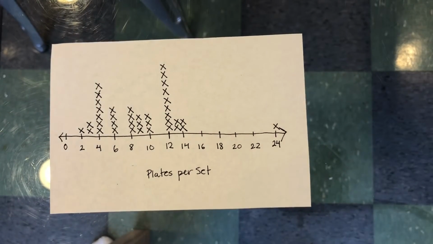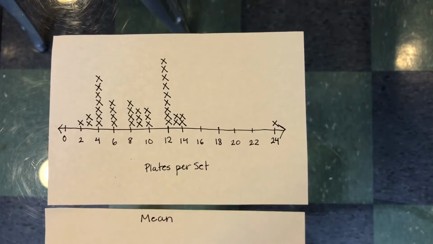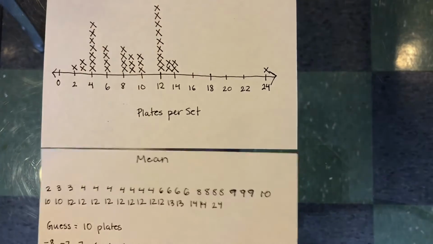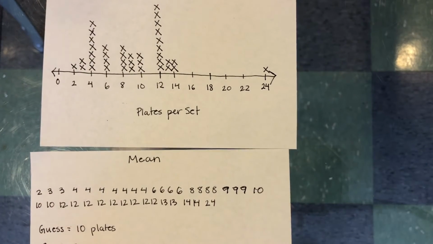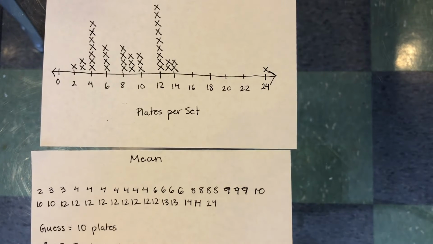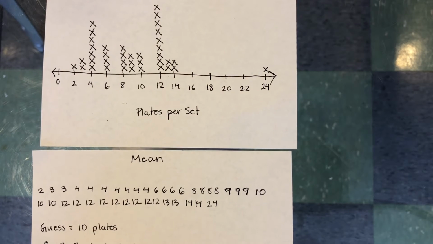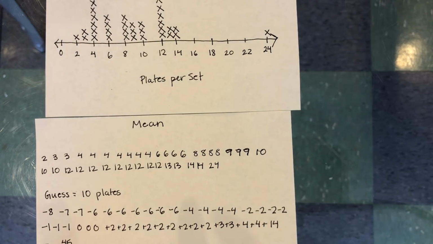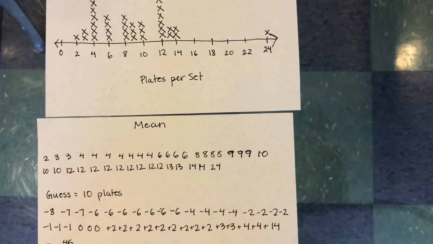Finally, we have mean, and that one was definitely the hardest, but I was able to solve it without the calculator, so you should be able to as well. So again, I rewrote all of those data points, starting smallest to largest, and then I made my guess about what I think this mean is going to be. My guess was 10. I didn't necessarily think it would be 10, but I thought that would be a nice, easy number to guess.